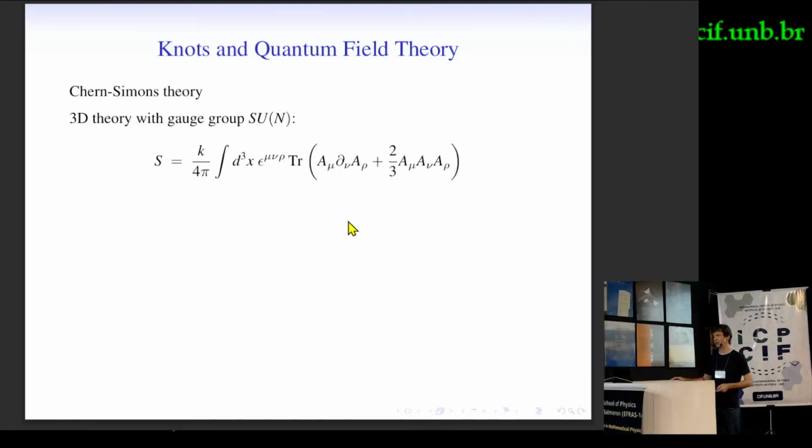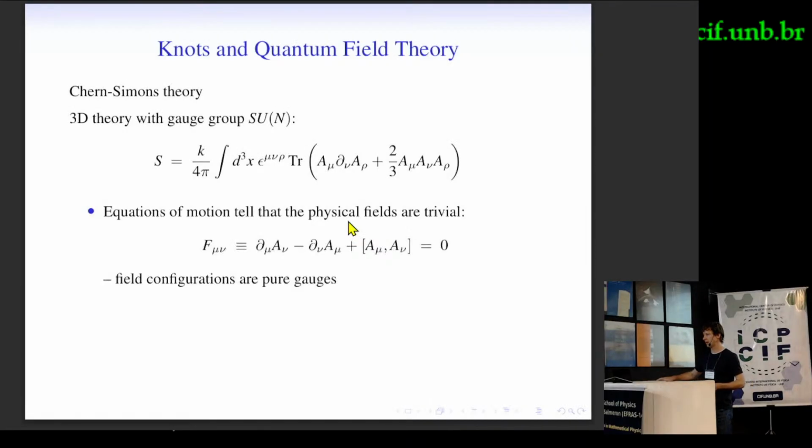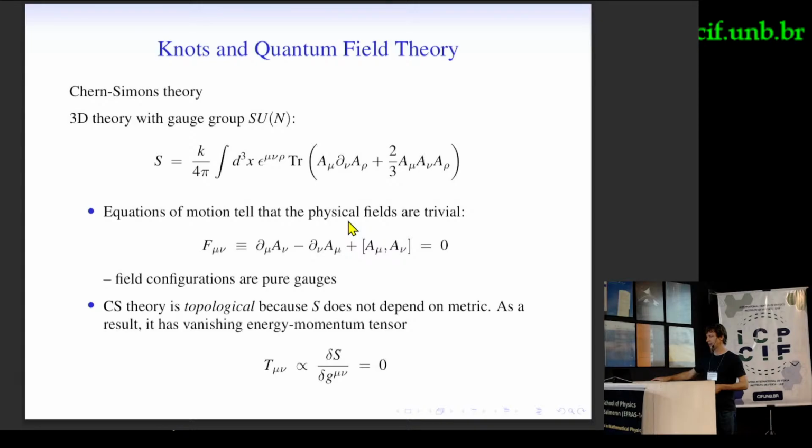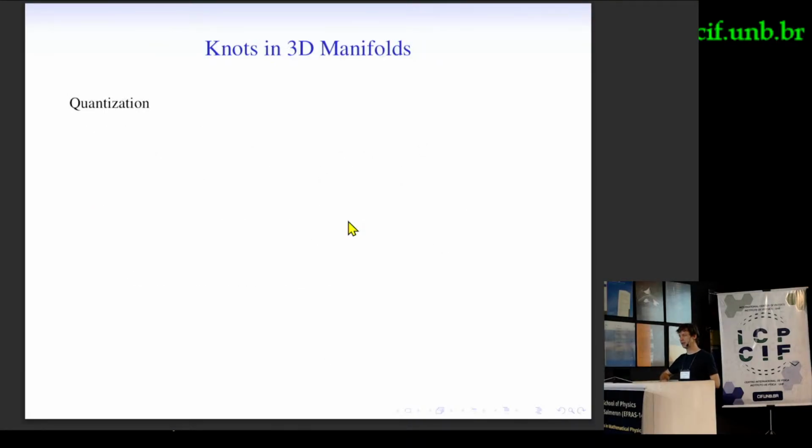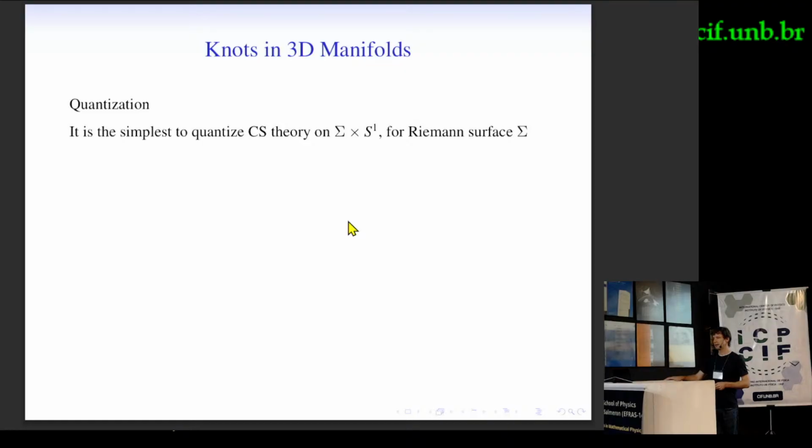Okay, so as I said, we discussed that Chern-Simons was introduced. This is a slide from yesterday, and again, this is the Lagrangian, the action, and the equation of motion, which tells us that the field strength is 0, and the configurations are pure gauges. So I want to talk a little bit about quantization, how Hilbert spaces of these theories are obtained, and it is the simplest to quantize Chern-Simons theory on three-dimensional manifolds which have this structure.